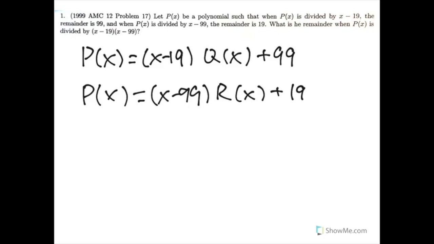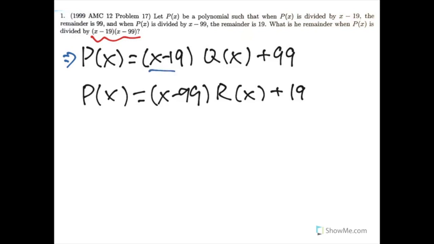Alright, so let's look at what we're trying to find. We're trying to find the remainder when p of x is divided by x minus 19 times x minus 99. So the divisor here is of degree 2, which means that we can expect our remainder, our answer, to be of degree 0 or 1. So with that in mind, let's take a look at this first equation.